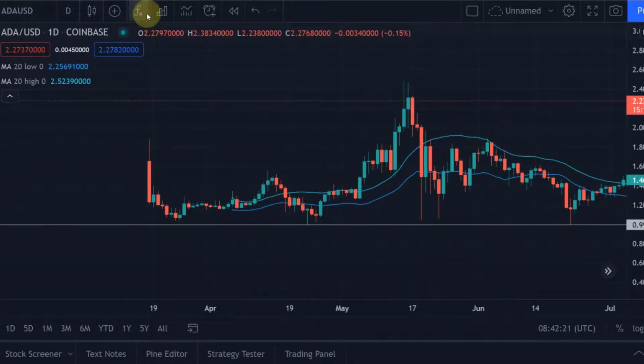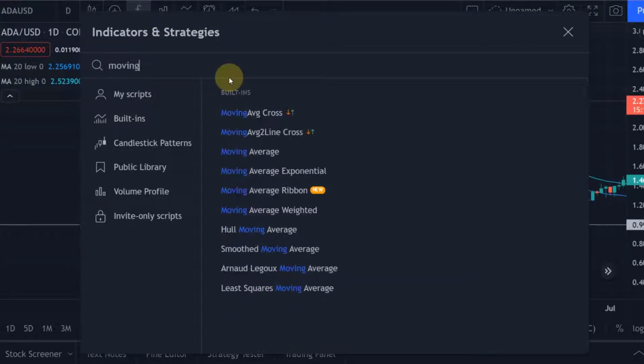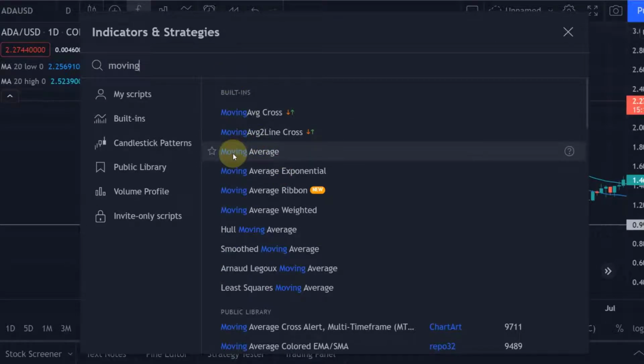So the way to do that is first of all to add them to your chart by going to indicators and strategies on TradingView and typing in moving average. I use the simple moving average, which is just the moving average. There's also an exponential one, but I tend to use the moving average, which is fine. There is no right or wrong. It is just personal preference.